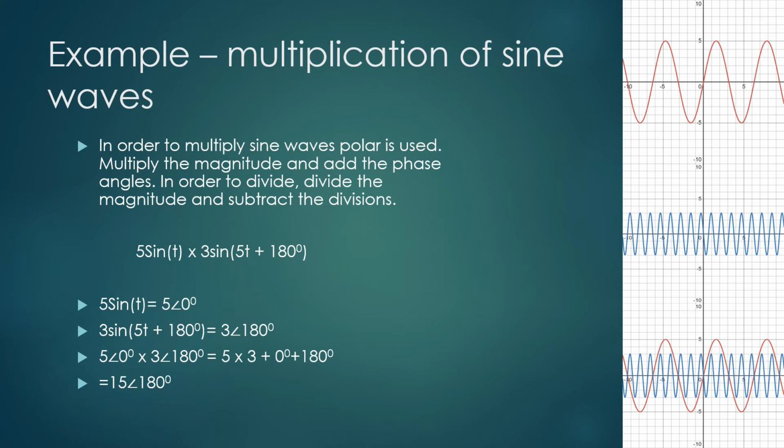So how do we actually use the complex expressions of sine waves to do maths? Let's say we wanted to multiply two sine waves together. The first step would be to extract both sine wave functions out of the equation that we're trying to solve and convert them both into polar form. After you've done that, you'll just multiply them like you would any polar form complex number. So multiply the magnitudes and add the phase offsets, and in this case you will get 15 at 180 degrees.